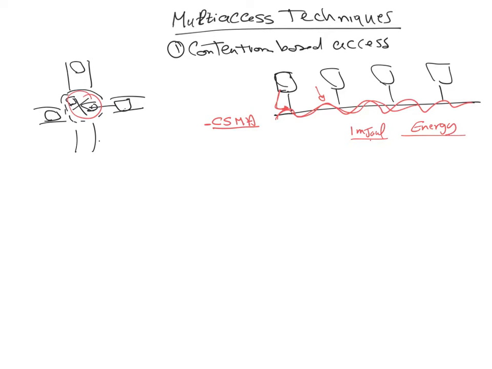Okay, so when I listen, or when I measure the energy level, and I find that there is a node sending over the line, I wait for a certain period of time, and then I have to sense again, and only if I find that the line is clear, in which case the energy level is close to zero, not exactly zero sometimes, because the noise level might make it like 1 nanowatt or something like this. Anyway, that's all good.